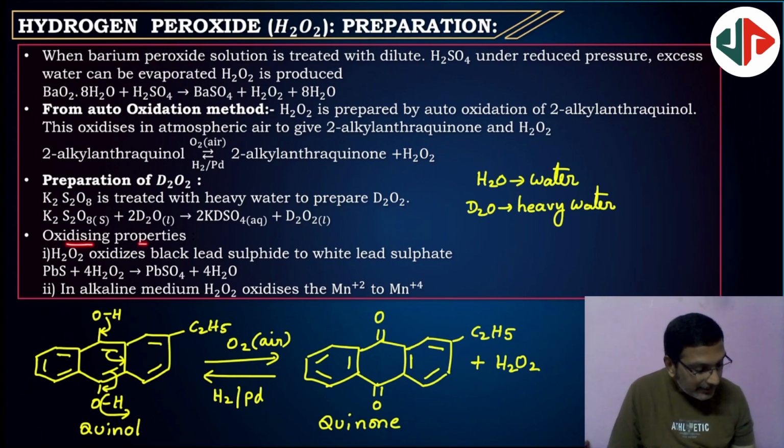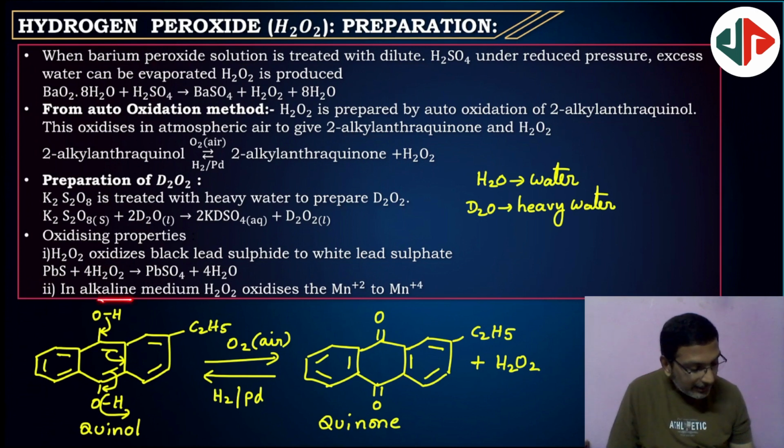Next, oxidizing properties. H2O2 oxidizes black lead sulfide to white lead sulfate. Very, very important. This reaction can be used in whitening of black lead paintings. PbS is converted to PbSO4, white. Black to white conversion.